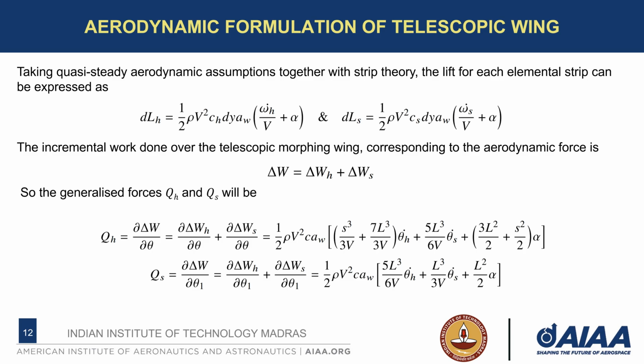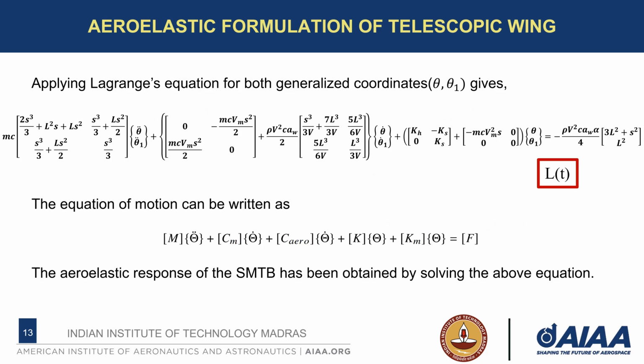The work done by the aerodynamic forces over the telescopic morphing wing can be expressed as a summation of the respective host and the sliding wing. The generalized force is obtained to formulate the aeroelastic equation of motion. So the equation of motion for the aeroelastic equation can be obtained by using the Lagrange equation.